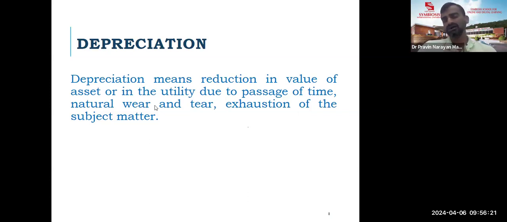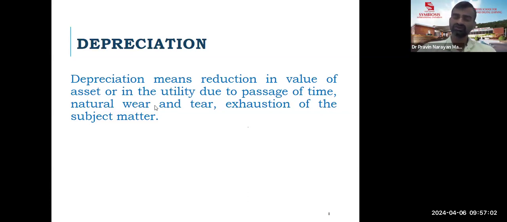On the other hand, there is also appreciation, which increases the value of the asset over a period of time. But in accounting, we only consider the decreasing value, and that will be used for the accounting information, for the particular life of that machinery or equipment.